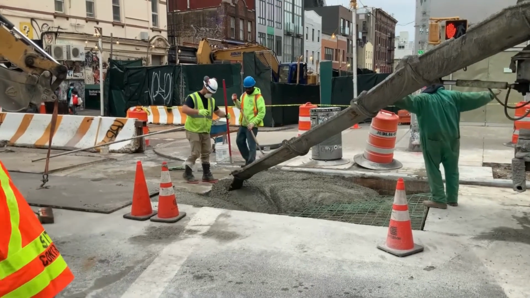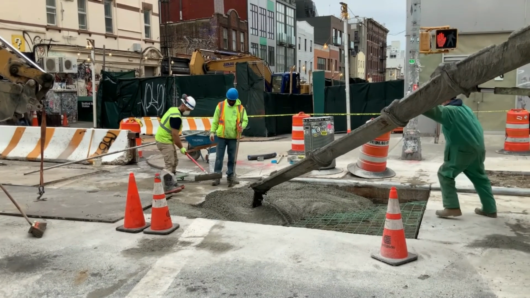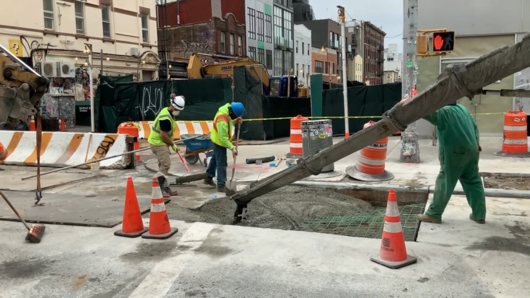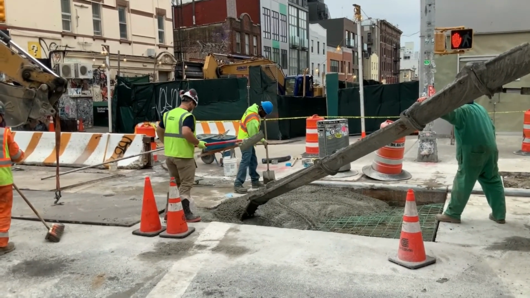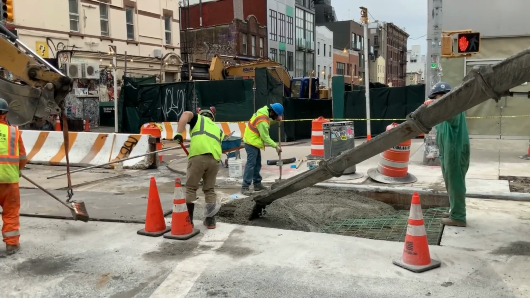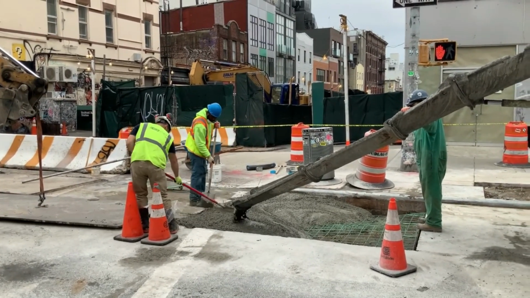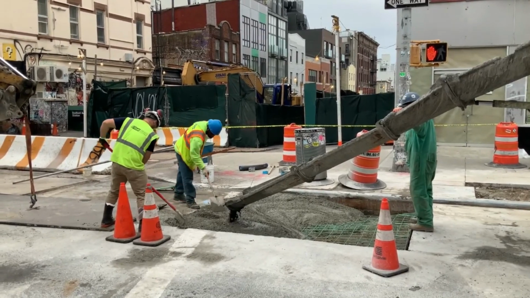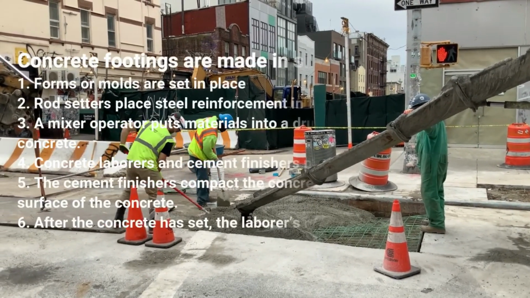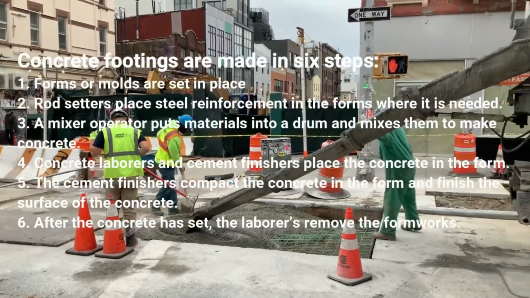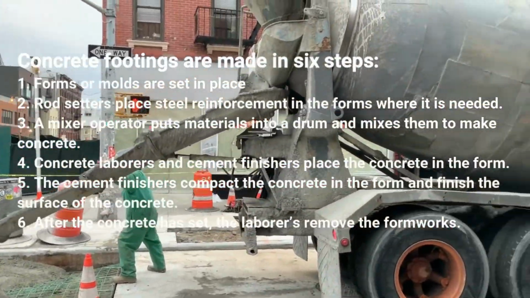The bearing surface is first prepared to support the footing. When the bearing surface has been prepared, the footing can be placed. Since most footings are made of concrete, let us see how they are made. Concrete footings are made in 6 steps. Forms or molds are set in place. Rod setters place steel reinforcement in the forms where it is needed.